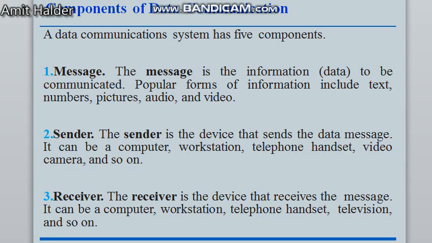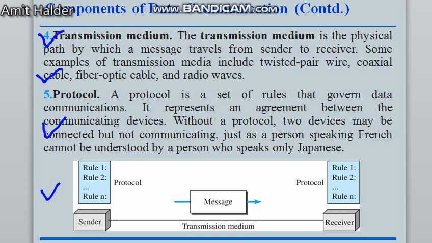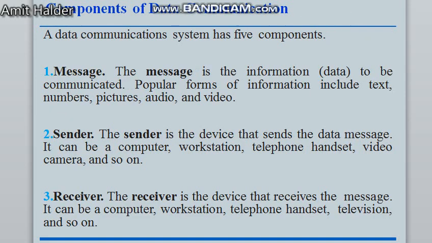So, in this lecture, we will be familiar with the components of data communication. A data communication system has five components in total. These components are the message, the sender, the receiver, the transmission medium, and the protocol. So these are the five components of data communication.